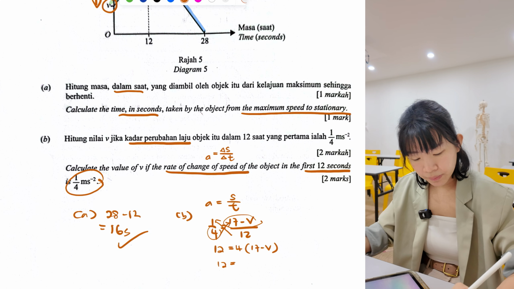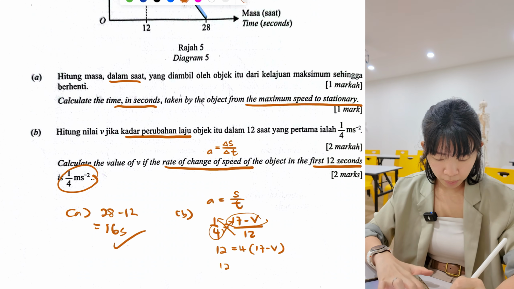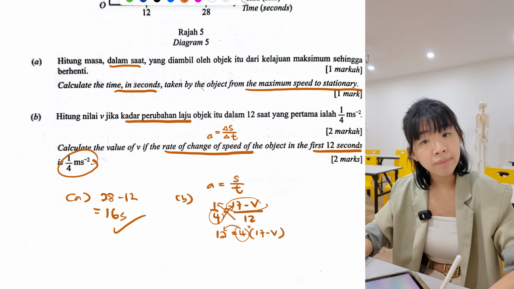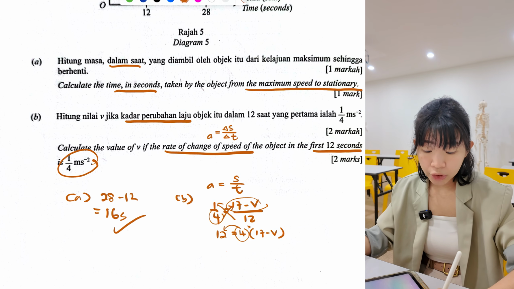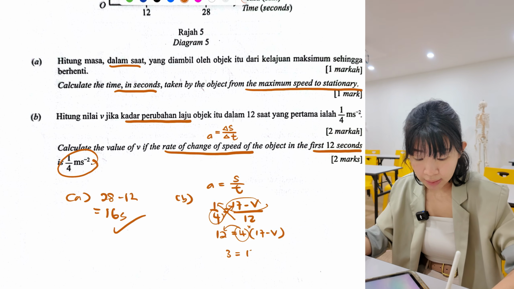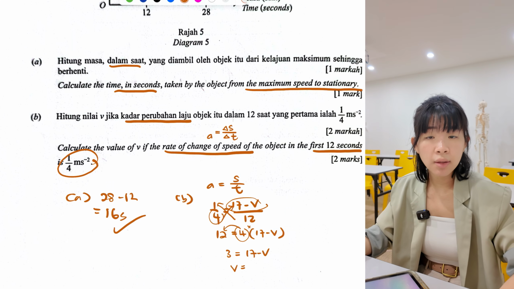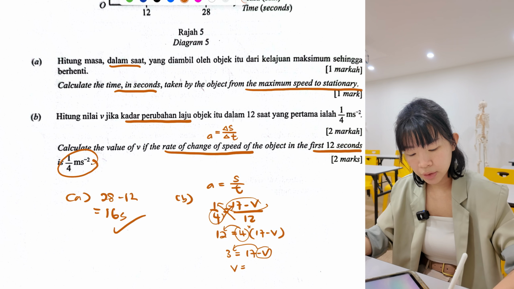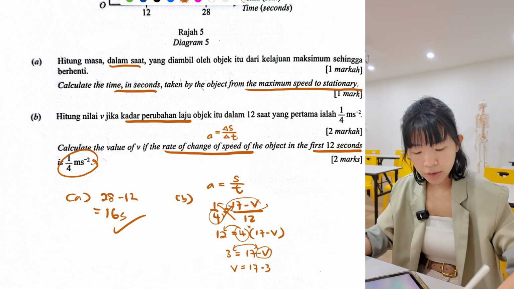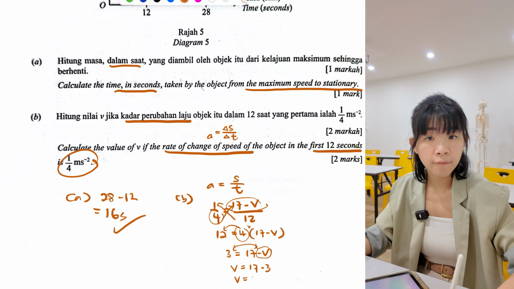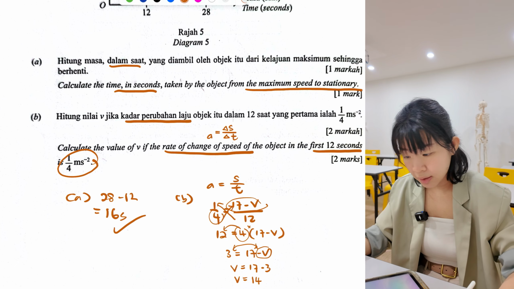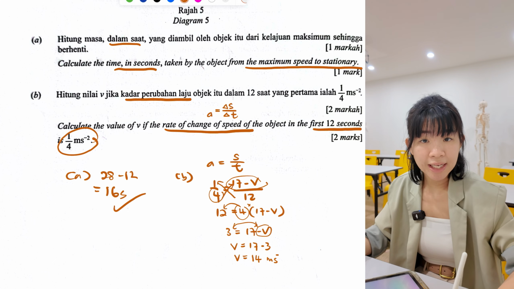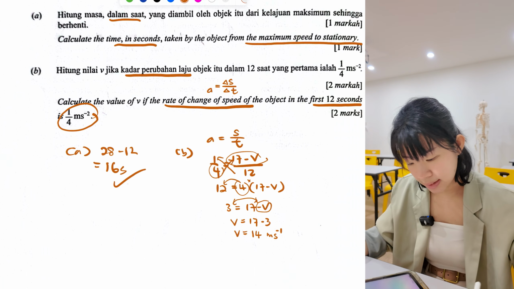12 equals... I think moving the 4 here is better, faster. From times it becomes divide. 12 divided by 4 is 3. So 3 equals 17 minus V. At the end, V equals: I bring the negative V over, then the 3 moves here. 17 minus 3, V equals 14. What is the unit of V? V is speed, so meter per second. Okay, let's go to the next one.